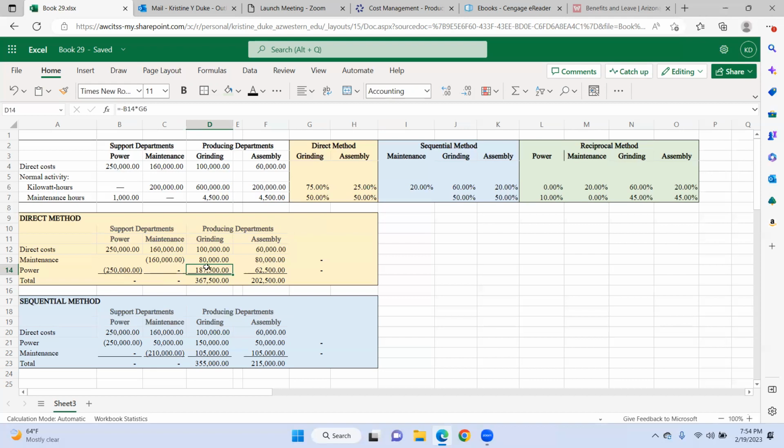So right here, I have it going up to B14, which is right here. Notice I put a negative in there so that I can turn that into a positive, multiplied by G6, which is right here. And that gave me the answer. Then I did the same thing over here as well. And up here, this happens to be the maintenance. You can see those two. Maintenance is 160,000. That's 50%. It's really easy to figure out.